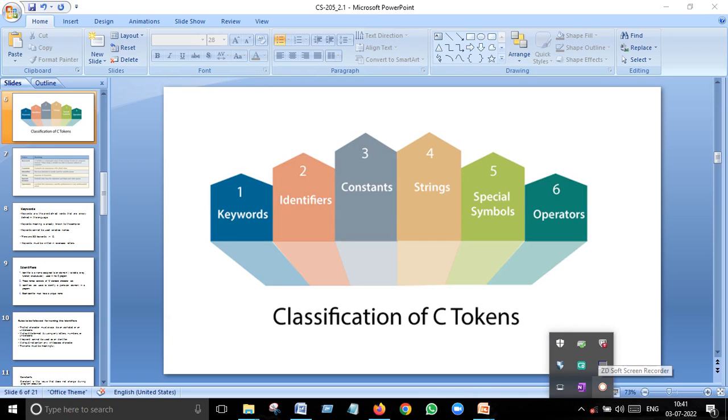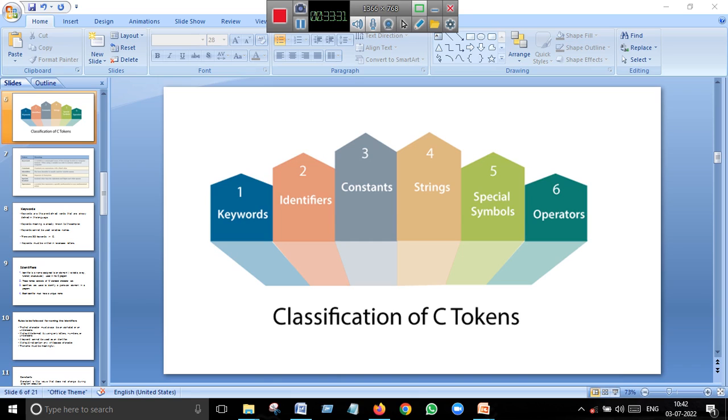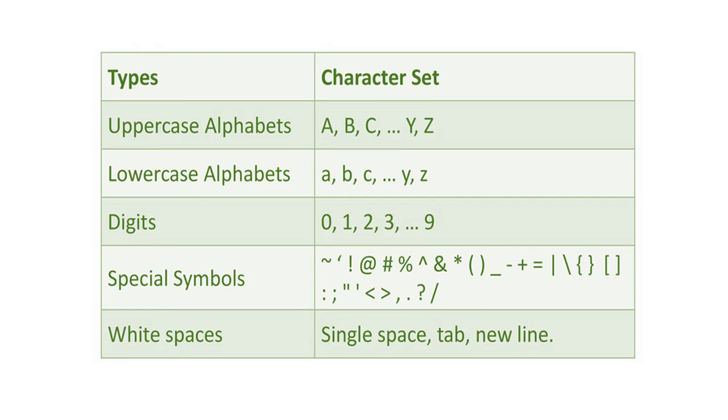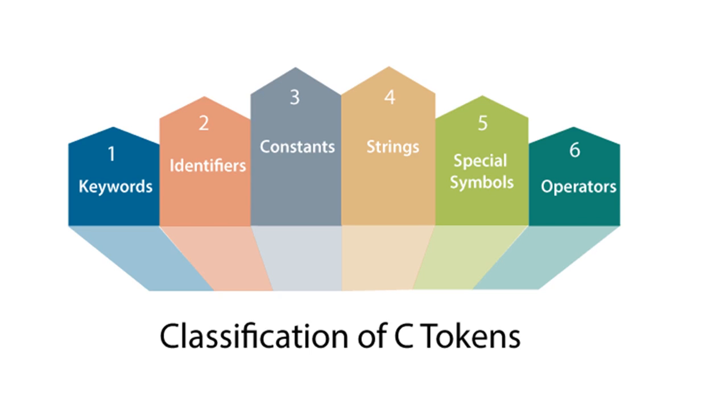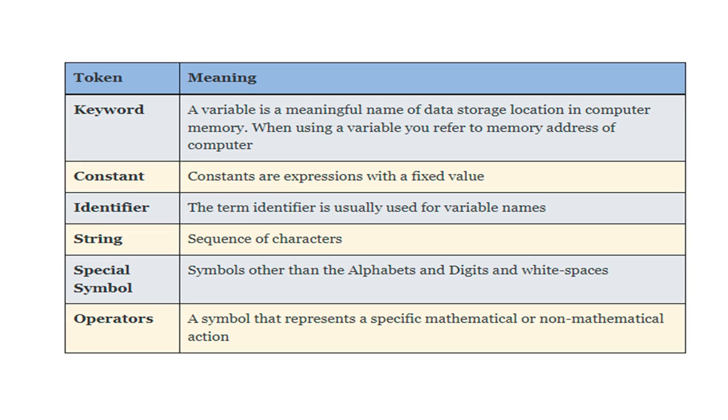Keywords, constants, special symbols, and operators. And what is a keyword? What is a constant? What is an identifier? What is a string? And what is a special symbol? And what are the operators?